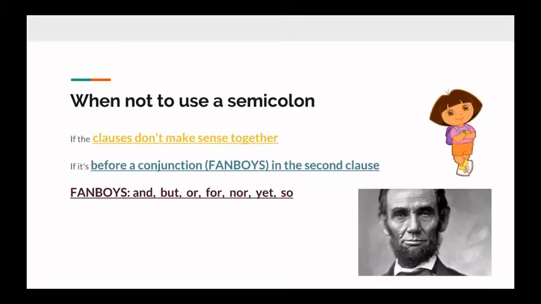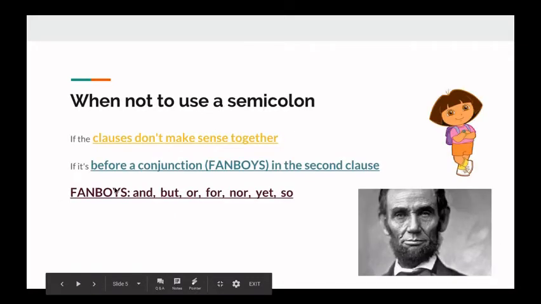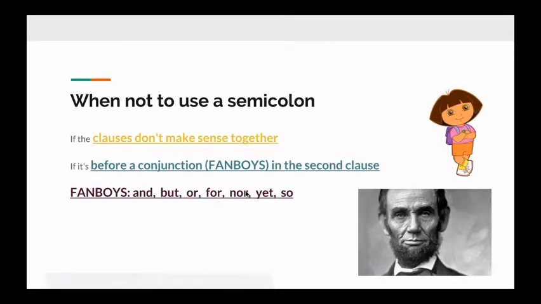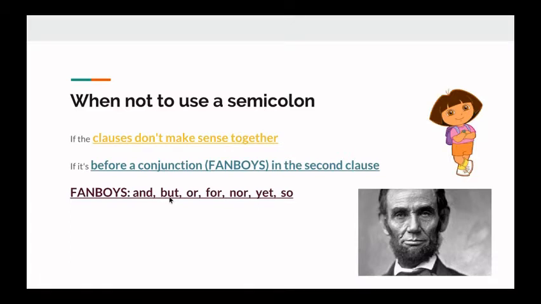So, when not to use a semicolon, there are two main rules. If the clauses don't make sense together, remember, clause 1, clause 2, or if it's a conjunction, fanboys, before the second clause. So, a conjunction, fanboys, what does that mean? It means these 7 words. So if any of these 7 words begin the second clause, you don't use a semicolon. And I'll show you what that means right now.